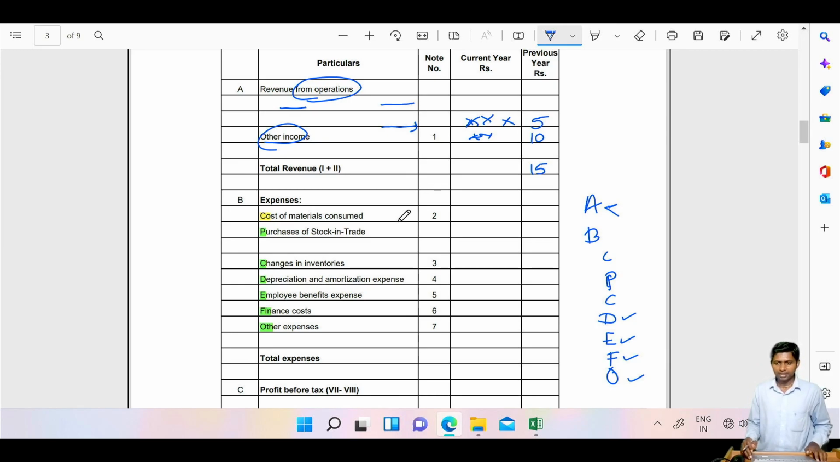The cost of material consumed means what? Anything related to raw material. What could be the related items?